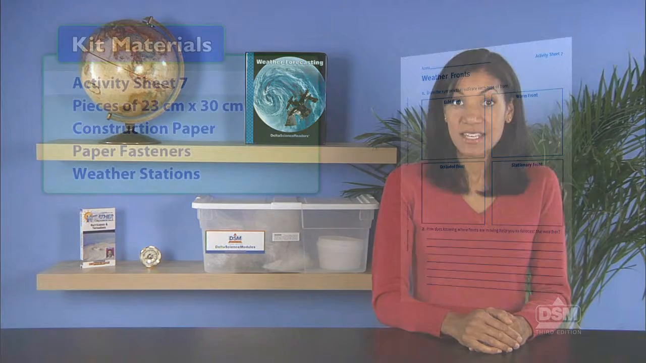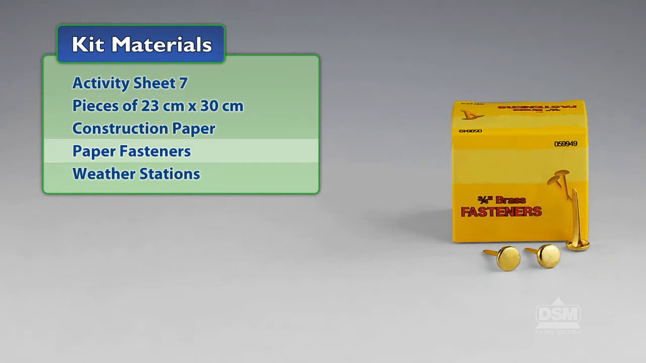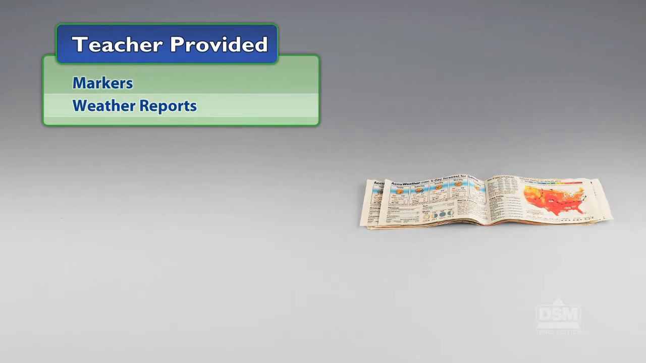You will need the following materials from the kit: Activity Sheet 7, pieces of 23 centimeter by 30 centimeter construction paper, paper fasteners, and weather stations. You will also need to provide markers and weather reports.